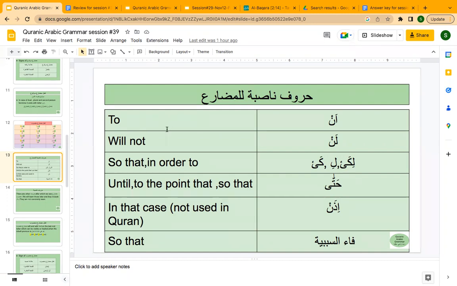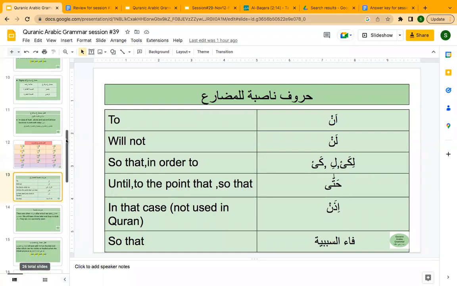But to keep things simple, I would like everyone to remember to memorize these huruf, okay? An, lan, li, kai, li, kai, hatta, fa, and izan, so that in our next session everyone is well versed with this concept, okay? So that was that.